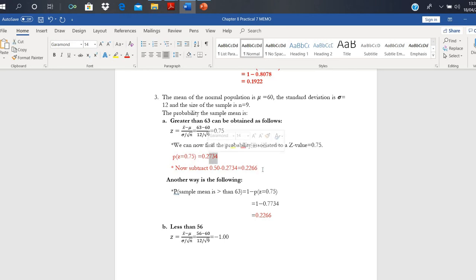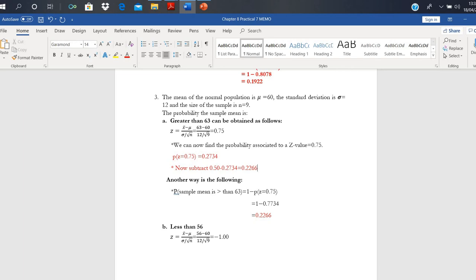Okay, so now to find the probability that the sample mean will be greater than 63, we will have to subtract 0.50 minus that probability associated to a Z value of 0.75. So we'll take 0.50 minus this value. That's what we did here, and we have the probability which is equal to 0.2266. So another way is the following.